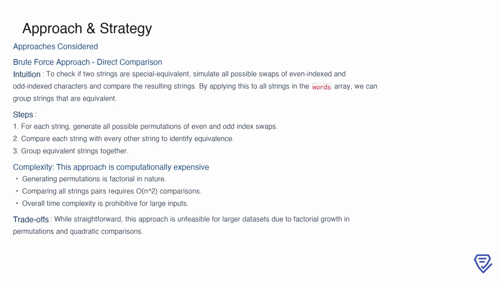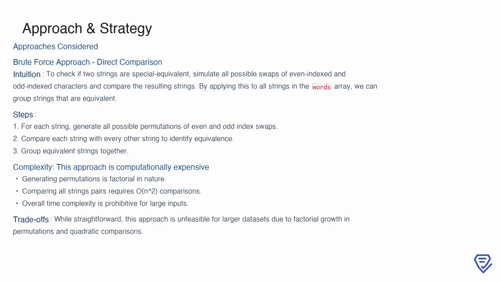To start, we considered the brute force approach, which revolves around directly comparing all possible permutations of strings to identify groups of special equivalent strings. The intuition here is straightforward: if two strings are special equivalent, we can simulate all possible swaps of even-indexed and odd-indexed characters and compare the resulting strings. By applying this to every string in the provided array, we can group together those that are equivalent.